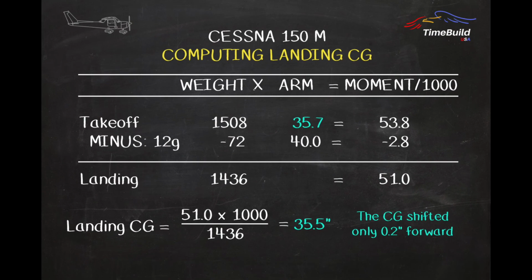To prove this, let's compute the landing CG after a 2-hour flight in which 12 gallons of fuel was consumed. The computed landing CG is determined to be 35.5 inches after the datum, which is only 2/10 of an inch forward of the takeoff location. This concludes the weight and balance presentation for the Cessna 150M.